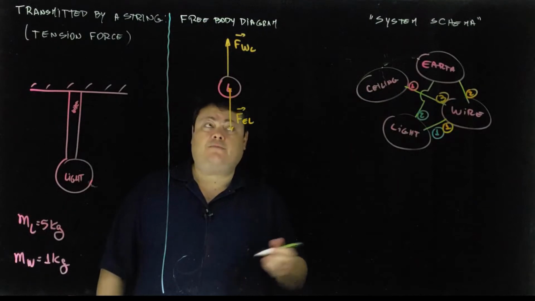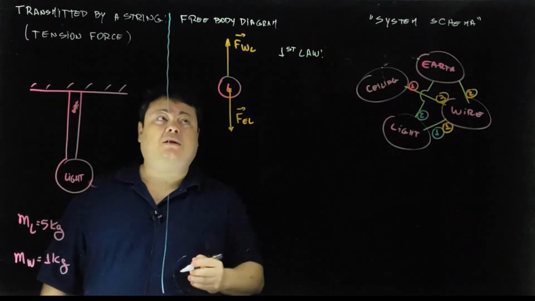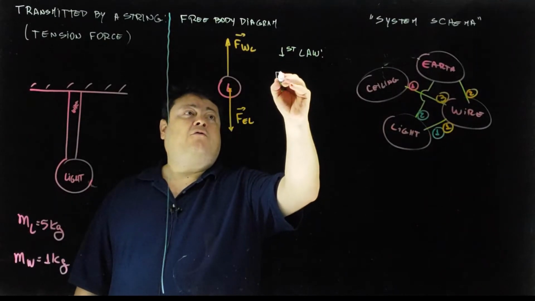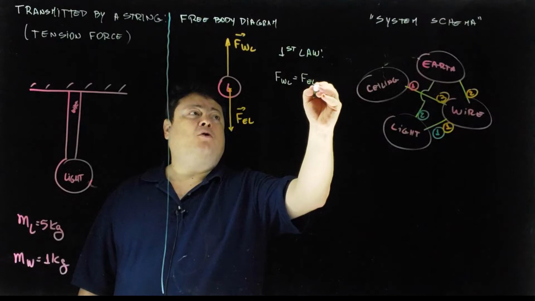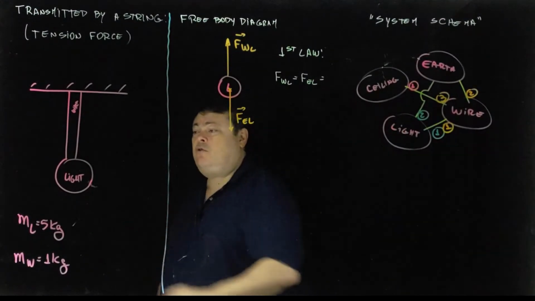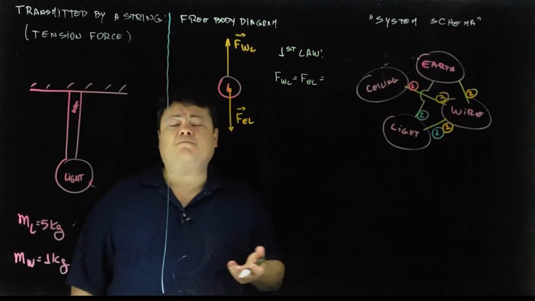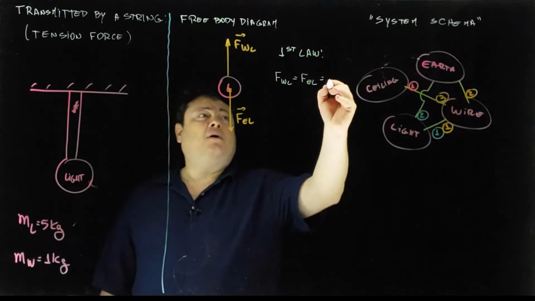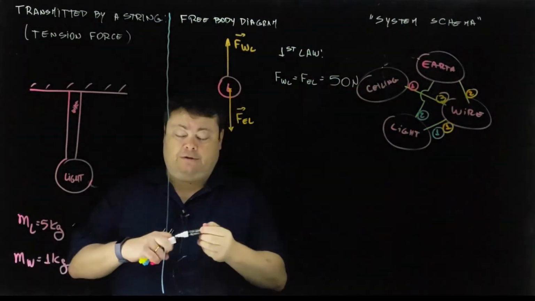It must cancel it. And Newton's first law would allow me to make the statement that the force of the wire on the light bulb equals the force of the earth on the light bulb. And considering my mass of 5 kilograms, that will give me, assuming the acceleration due to gravity to be 10 meters per second squared, about 50 newtons.